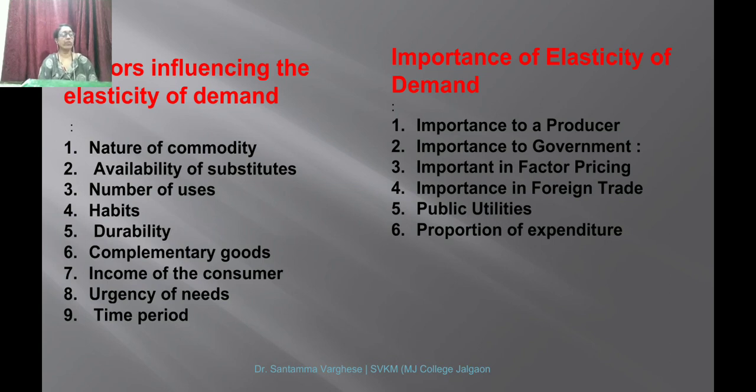Then the number of uses comes. Single use goods are less elastic. Multi-use goods are more elastic. If the thing is used for one particular use, then the demand also does not change like that.